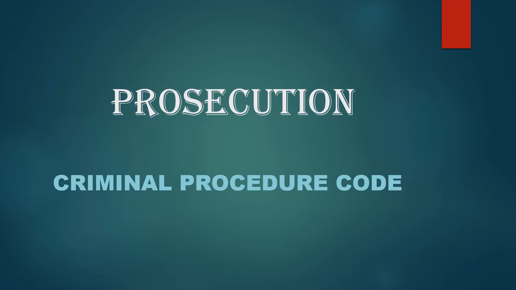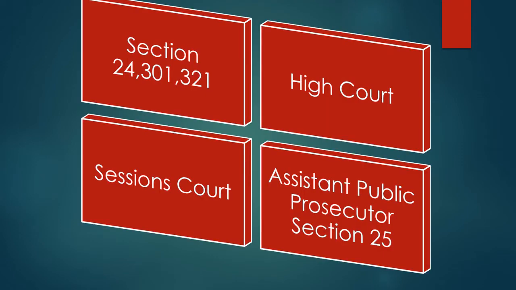Yes, sections 24, 301, 321 of CRPC. These are the sections which deal with the concept and the idea of prosecution. So basically in CRPC, the role of a prosecutor is when a cognizable offense is reported in a police station. When the cognizable offense is reported and as per the procedure it comes to the trial, the role of the prosecutor begins.